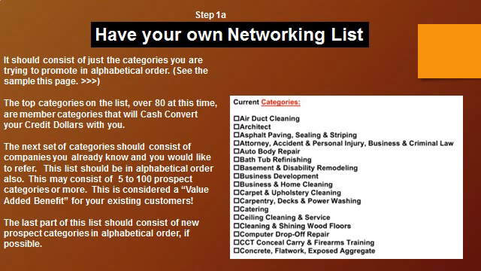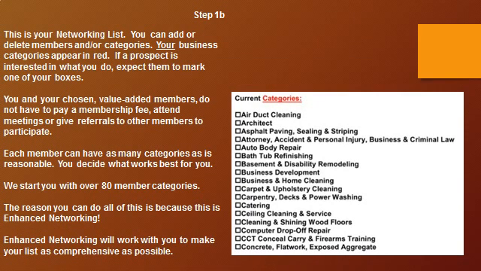This may consist of 5 to 100 prospect categories or more. This is considered a value-added benefit for your existing customers. The last part of this list should consist of new prospect categories in alphabetical order if possible.